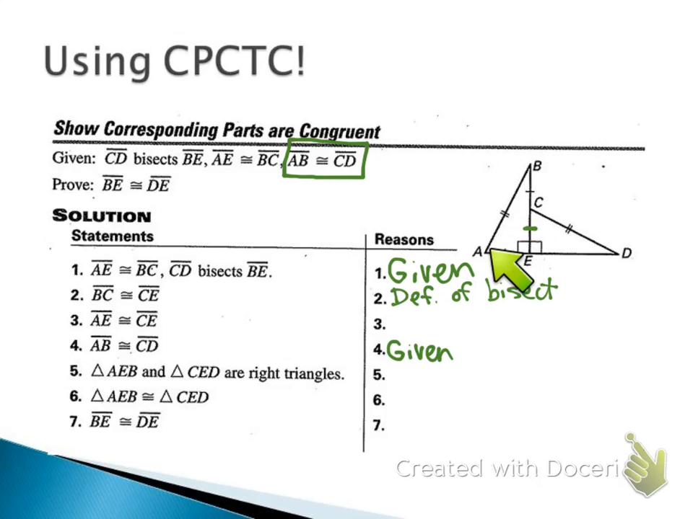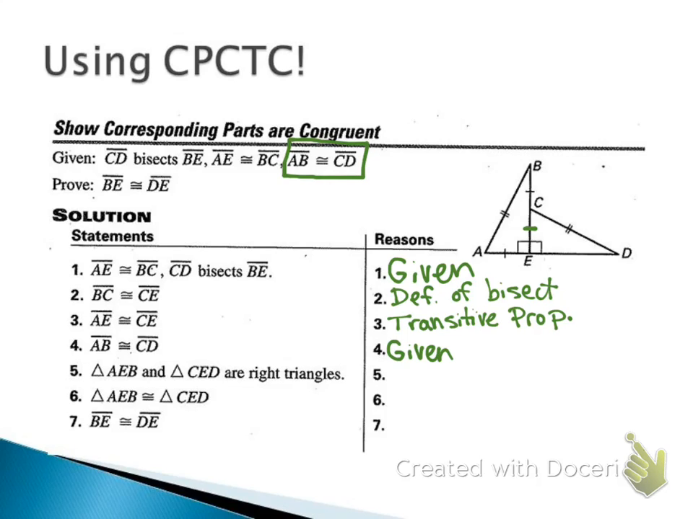Alright, so I know that AE is congruent to BC. And now I know that BC is congruent to CE. So now they're saying, well, let's cut out the middleman and go AE to CE. Do you guys remember what property that's called when you cut out the middleman? It's like first semester stuff. I'll help you refresh your memory. That's called the transitive property. So because of the transitive property, we know that those things are congruent.